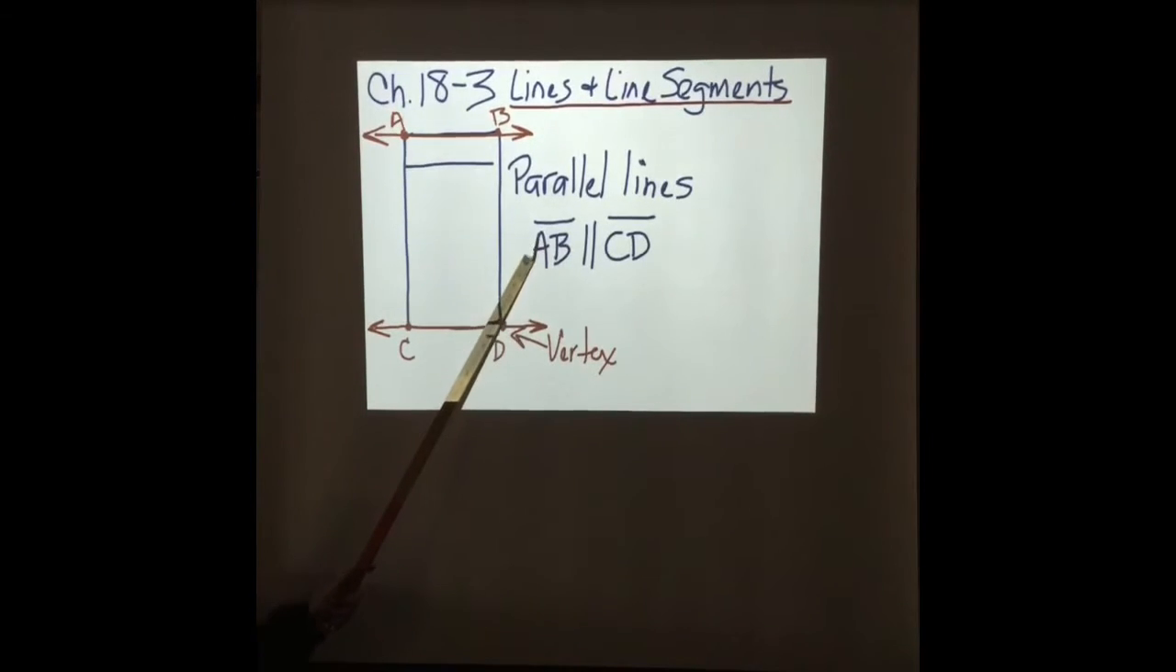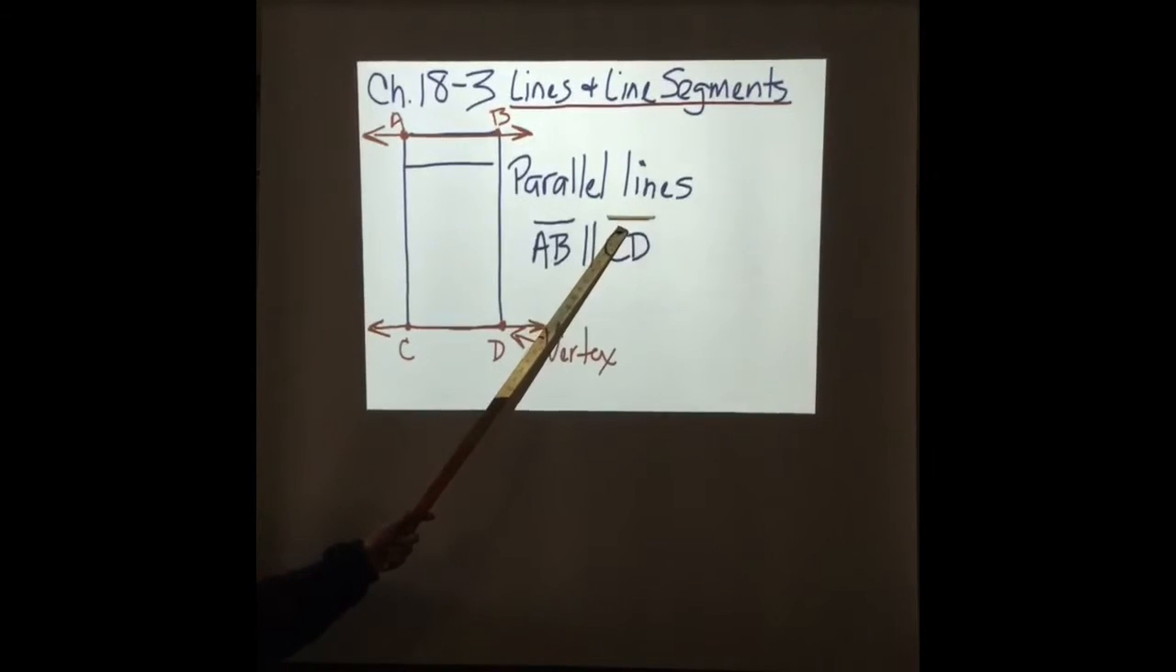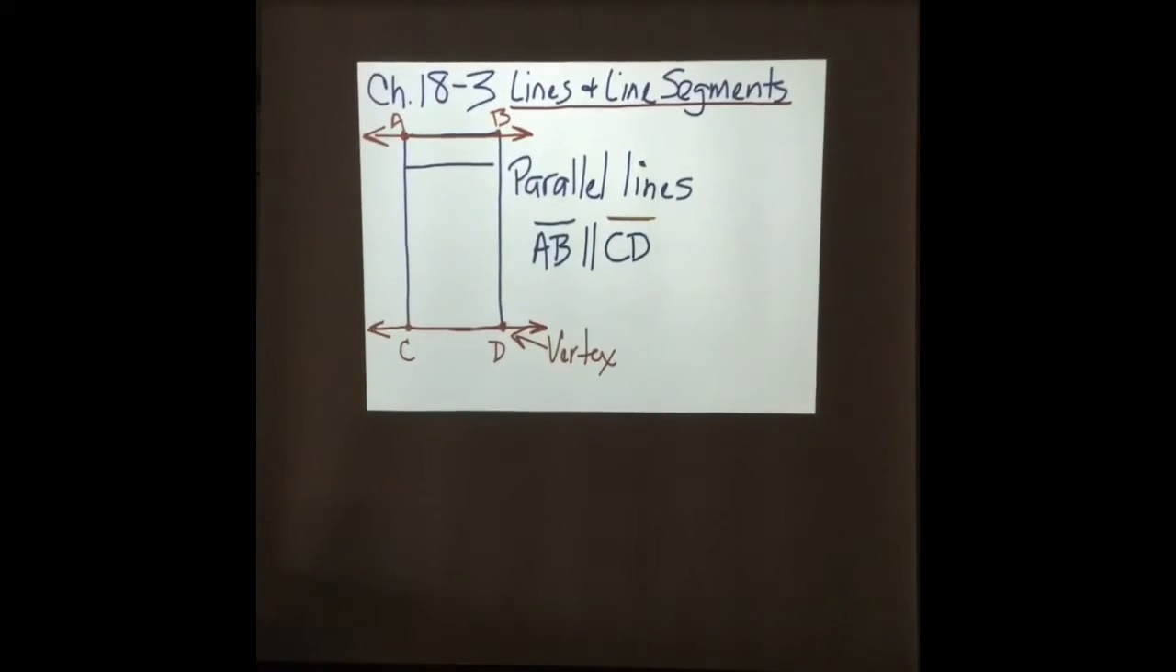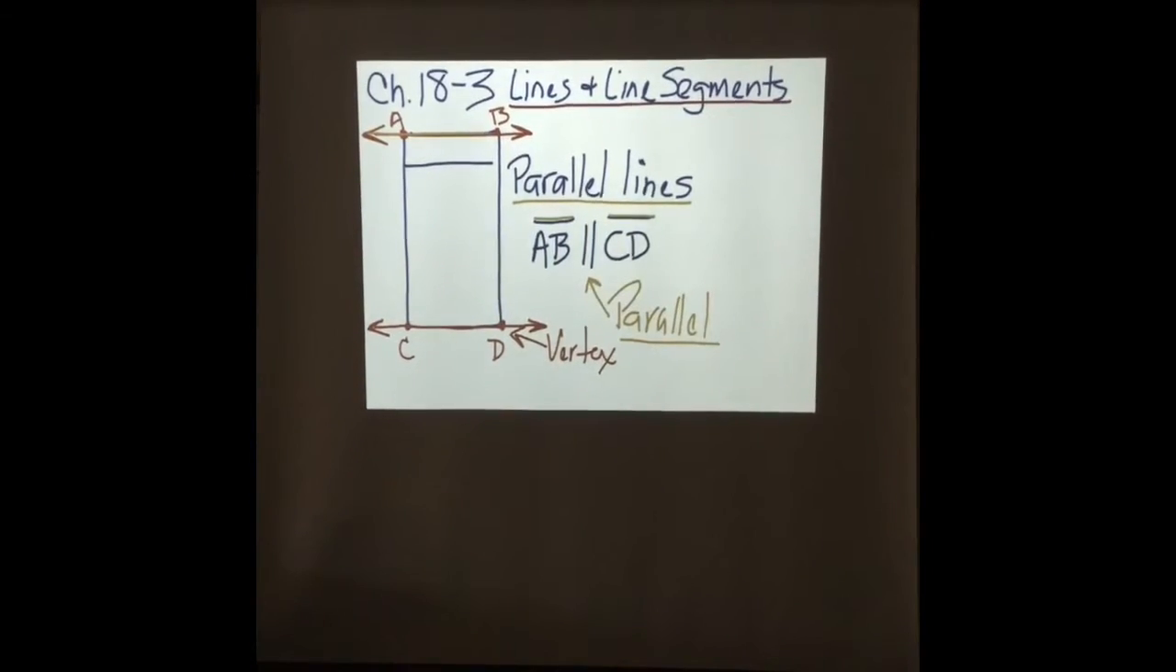So this line right here on top is just a symbol meaning line AB. And this line over here just means line CD. And when you have these lines in the middle like this, those are symbols for parallel lines. AB is parallel to line CD.